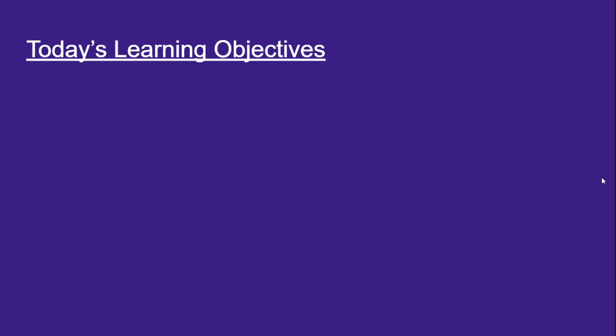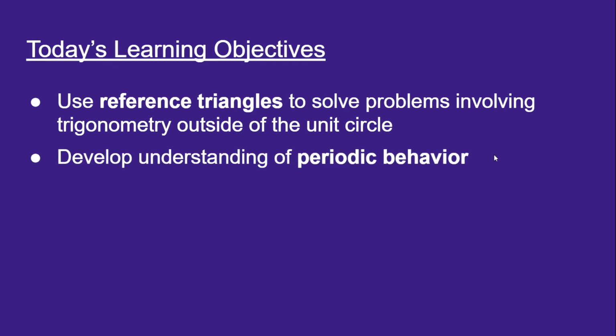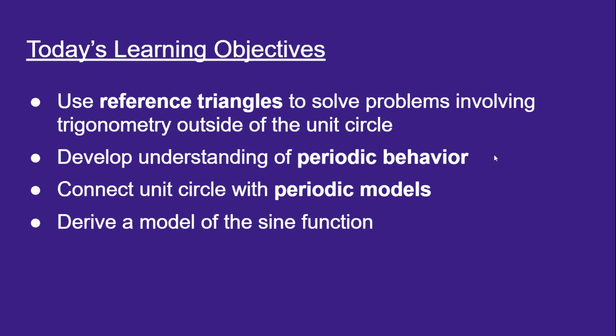So that's about it for today's lesson. Let's go ahead and recap what we did. At the beginning, we used reference triangles to solve various problems which involve trigonometry outside of the unit circle. Then we worked to develop our understanding of what periodic behavior was with that Ferris wheel and with the Newton's cradle. We connected the unit circle with periodic models by comparing the similarities of measuring height around the unit circle with measuring the height of the Ferris wheel. And finally, we derived a model for the sine function. We actually created the graph of sine by evaluating it at different angles.